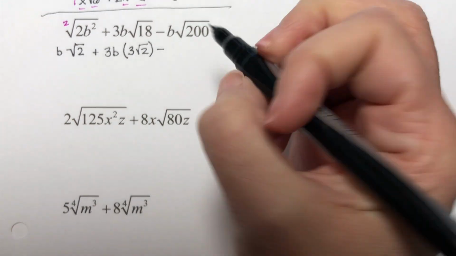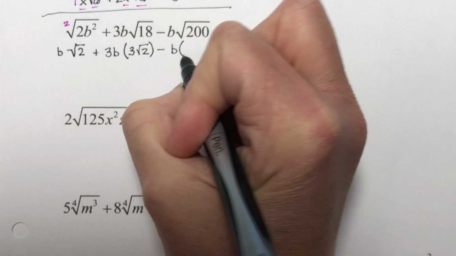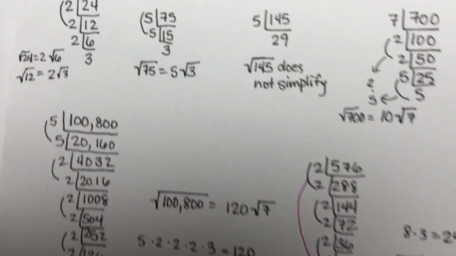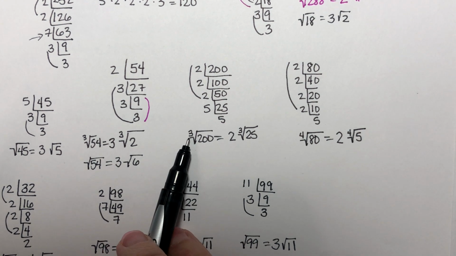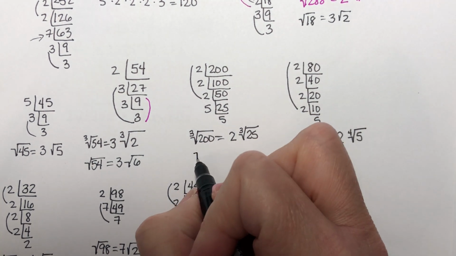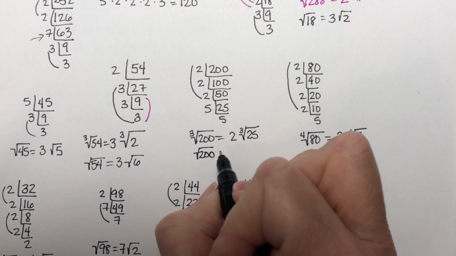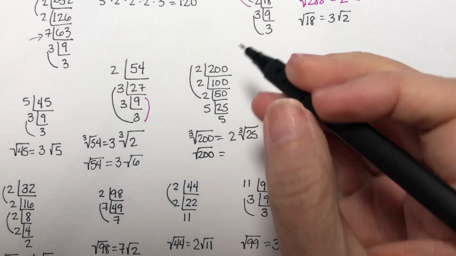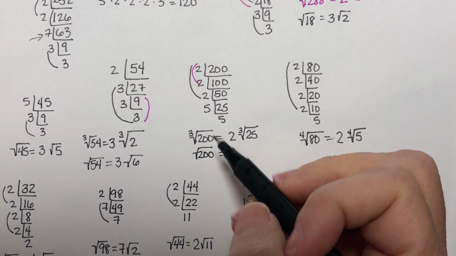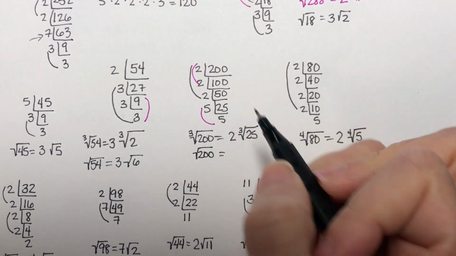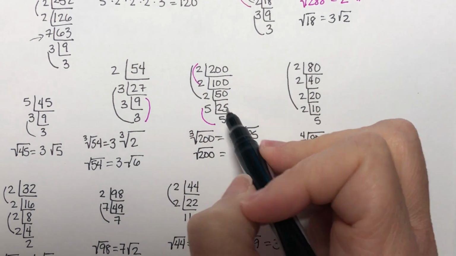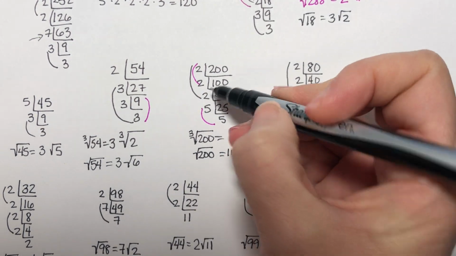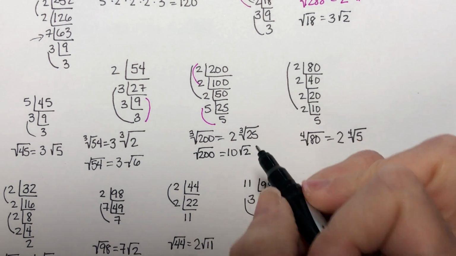Minus b times the square root of 200. We have done a prime factorization of 200. We used it for a cube root before, but we can use the same prime factorization for a square root. I'd be looking for pairs. Here I have a pair of 2's, and then I have a pair of 5's. So a 2 comes out, a 5 comes out. 2 times 5 would be 10. And then I had a 2 left over. So that is 10 times the square root of 2.